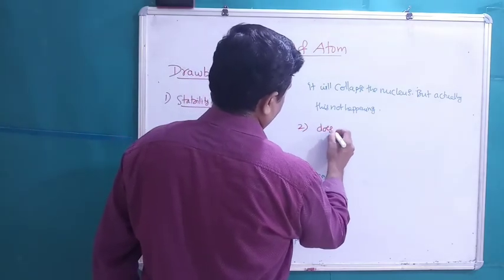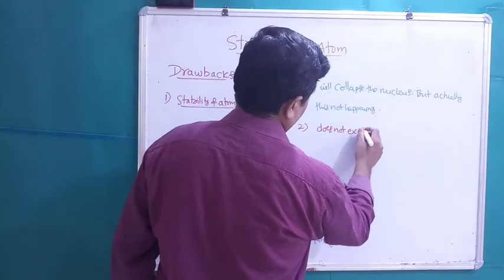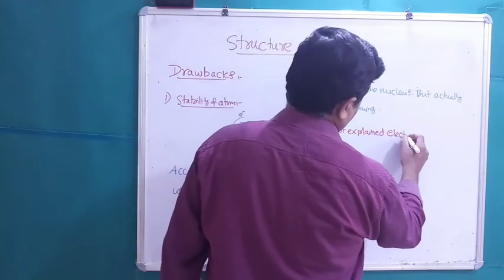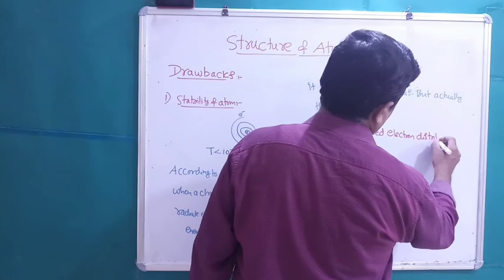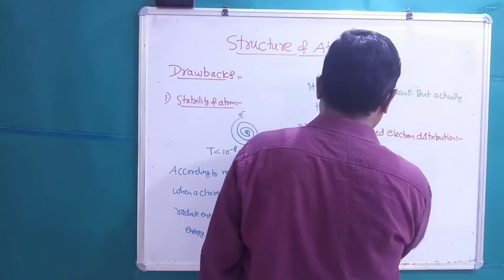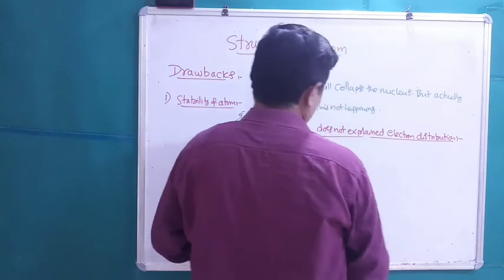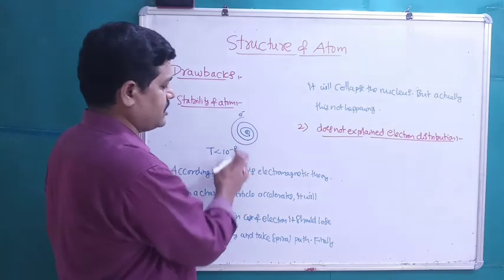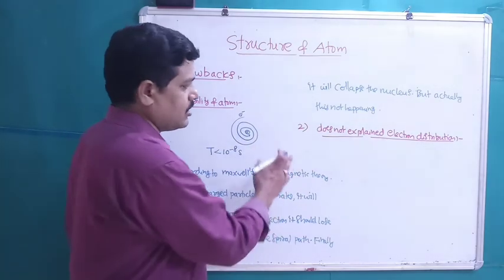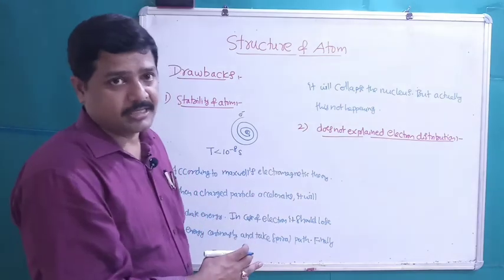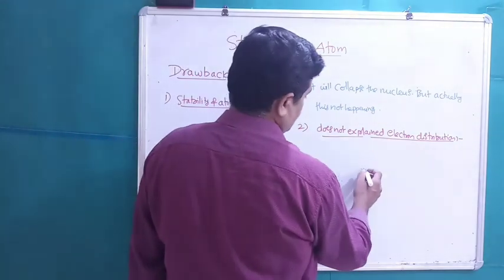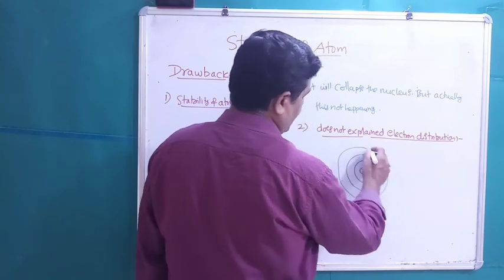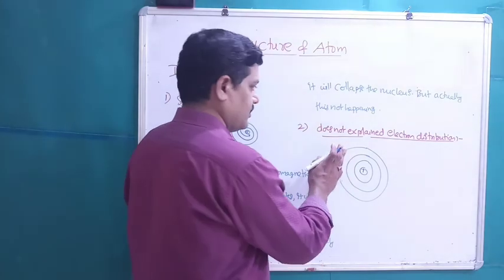does not explain electron distribution. Students, he told that electrons are revolving around the nucleus in circular orbits. But how are the electrons distributed in the orbits? That means how many electrons does the first orbit contain, how many does the second orbit contain. That is not clearly explained by Rutherford.